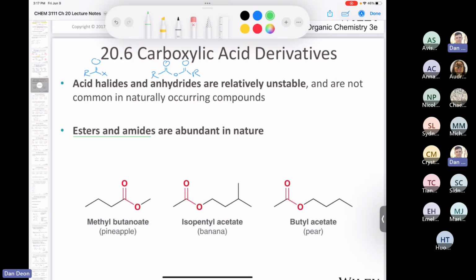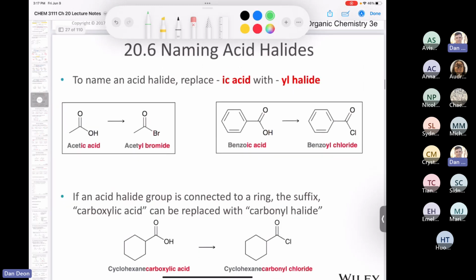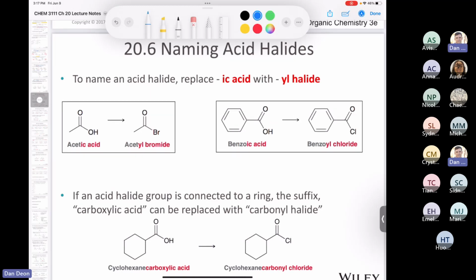Anyhow, let's just move on from here. So let's talk about naming an acid halide. The way that we name an acid halide is we replace ic acid with yl halide, or if it ends with oic acid, we replace it with oyl halide.